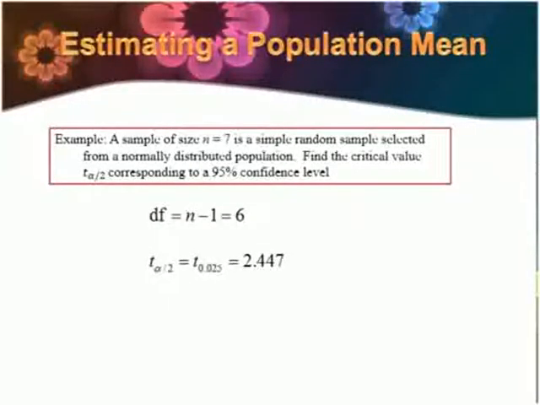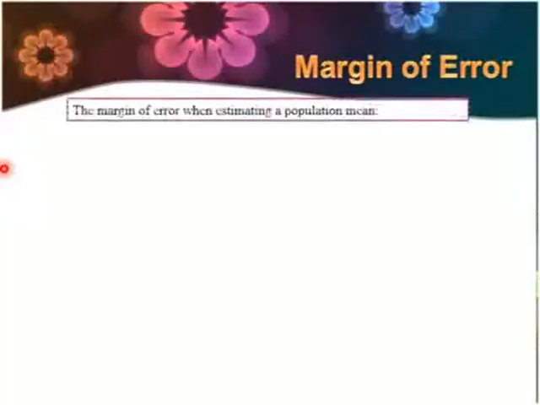So we found our critical t-value to be 2.447. Now, just like with proportions, we're going to calculate the margin of error for our estimate of the population mean. It's a similar calculation, but of course, instead of multiplying our critical z-value, we have a critical t-value. And now, instead of a p-hat and a q-hat, we have a sample standard deviation that we're going to divide by the square root of our sample size.